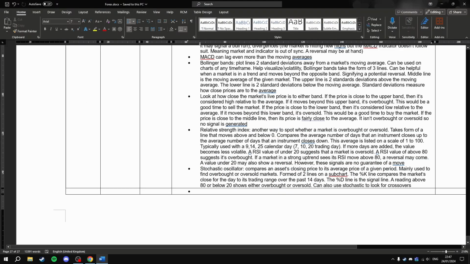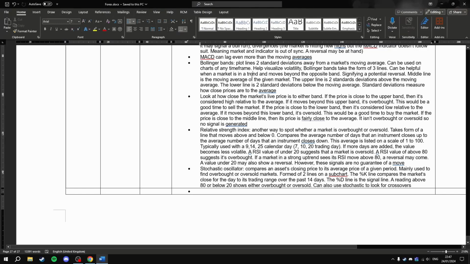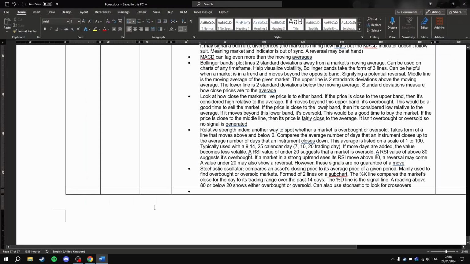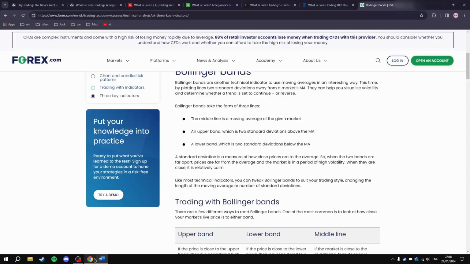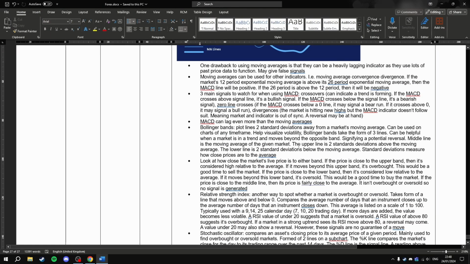I guess help visualize volatility is what I meant there. Look how close the market's live price is to either band. If the price is close to the upper band, then it's considered high relative to the average. If it moves beyond the upper band, it's overbought. This is the later section, so I don't think I've written it down. Actually, this is useful, so I think I should write this down.